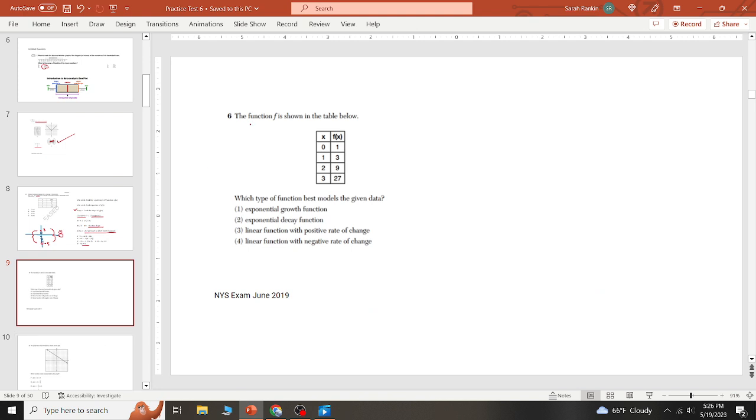Okay, next one. The function f is shown in the table below. Which type of function is this? Well, let's see. We added 2 here, and we added 6 here. We added 16 here, so it's not linear. We know it's exponential. And then is it growing? Is it getting bigger? Yes, it is. It's not decreasing, which would be decay. So it's an exponential growth function.